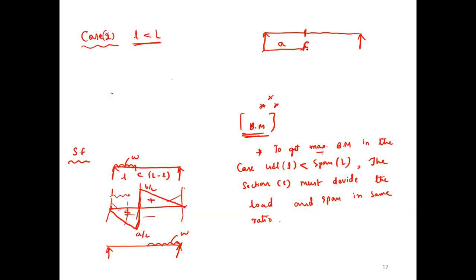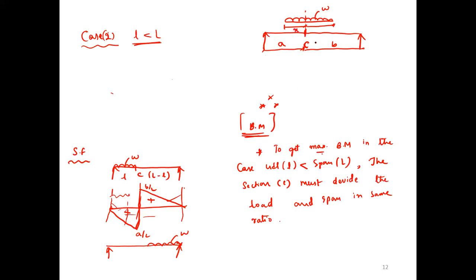This is section C. So when you are taking section C, the distances are A and B. You know that. Say for an example, at the same section, I'm placing a partial UDL like this, because our condition is small l less than capital L. Now, from here to the section there are two distances. If I take this section as X, the UDL length, generally we consider as small l, so the remaining distance is small l minus X. Now I have two ratios: one ratio A and B with respect to span, another ratio X and l minus X with respect to load.